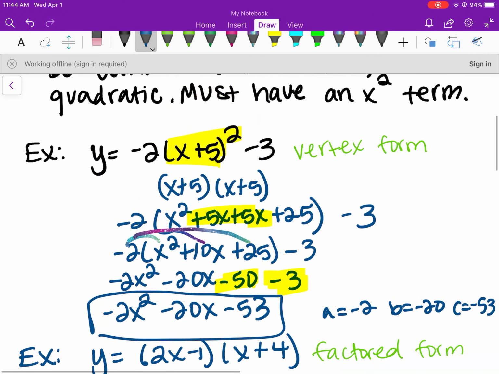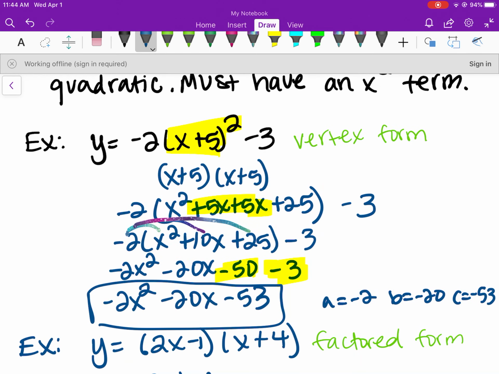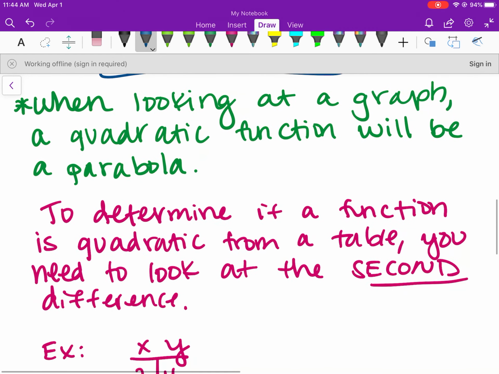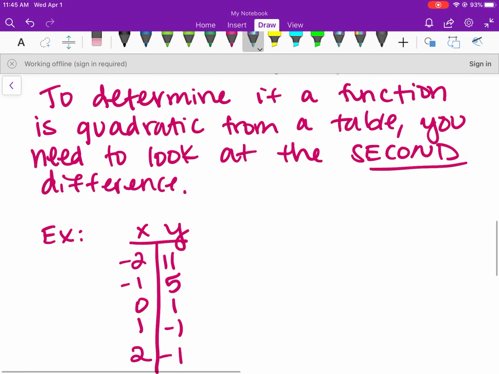So there are three different ways you might see it. You might see it in standard form, you might see it in vertex form, or you might see it in factored form. All three of those are fair game. They're all quadratics. When you're looking at a graph, a quadratic function will be a parabola. Just really simple, a U shape, more curved. It can open up or it can open down. We are not going to be working with these, so that's not something that we're going to be looking at.